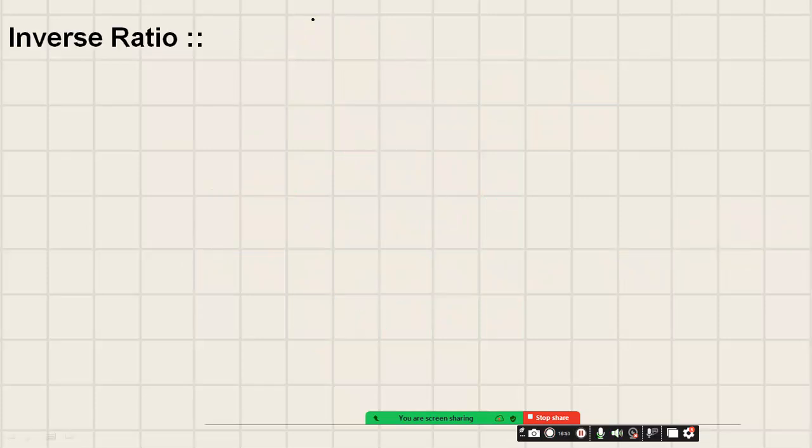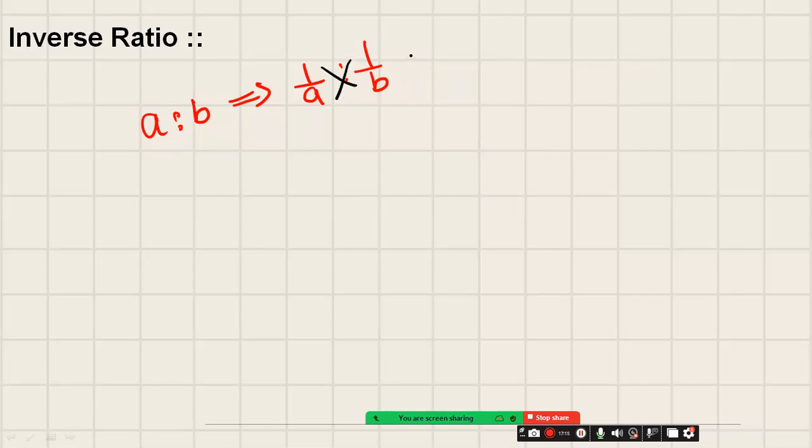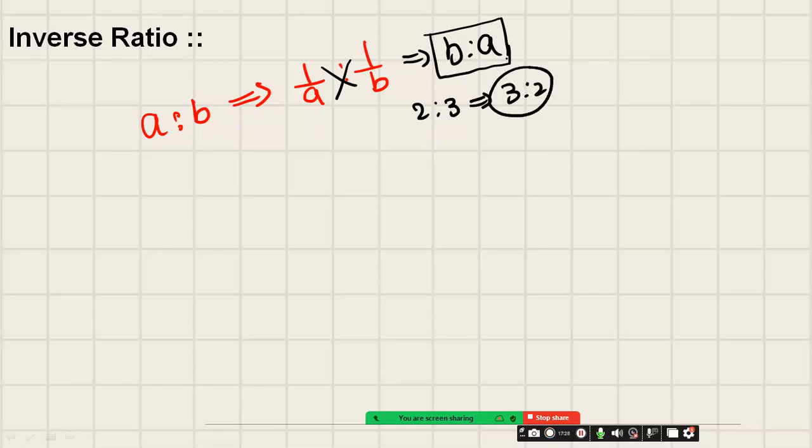And next, coming to the inverse ratio. Very, very important, guys, sir. Inverse ratio. For example, A is to B. The inverse ratio is 1 by A is to 1 by B. Okay, right, and just cross multiplication gives B is to A. A is to B. The inverse ratio is B is to A. For example, 2 is to 3. The inverse ratio is 3 is to 2, guys.